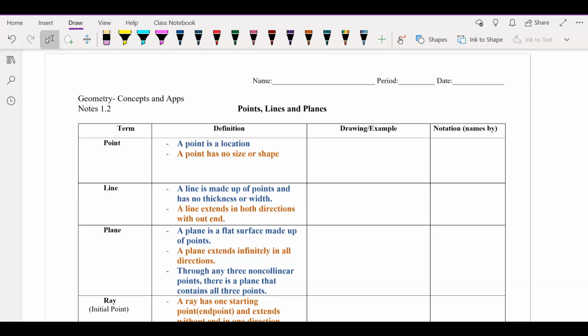Hello everyone. So today you guys are going to go ahead and do notes on section 1.2, points, lines, and planes. So this is all about vocabulary. One of the most important parts about this section is getting down how to draw everything correctly and how to write the notation. So that's how you would name it, and that's supposed to be named, not names. Named.